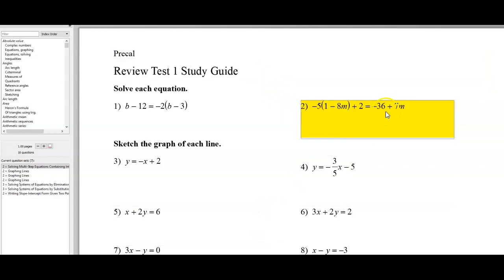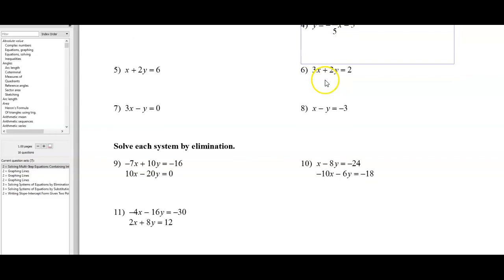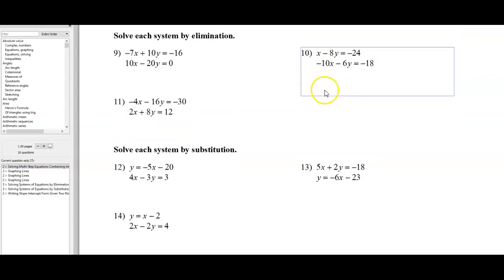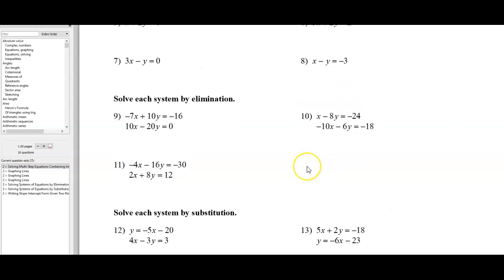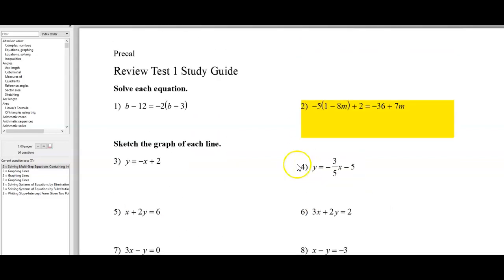What I'm going to be doing in the video, though, is going over the even problems with you guys, and then I've included some odds in case you want some extra practice. And the answers to the odds will also be included. So let's go ahead and begin here on number 2.